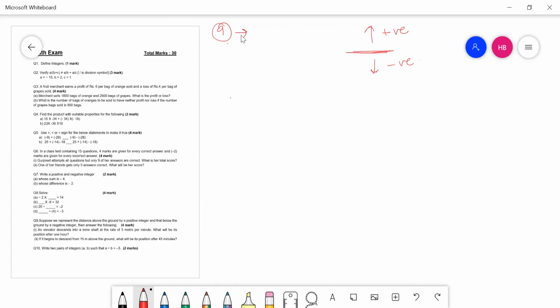So there is a first question. Let's see what is given in this. An elevator descends into the mine shaft. Descends means going down. So elevator means a lift. I'm going to represent this through a diagram. An elevator is going down at the rate of 5 meter per minute. What will be the position after 1 hour?